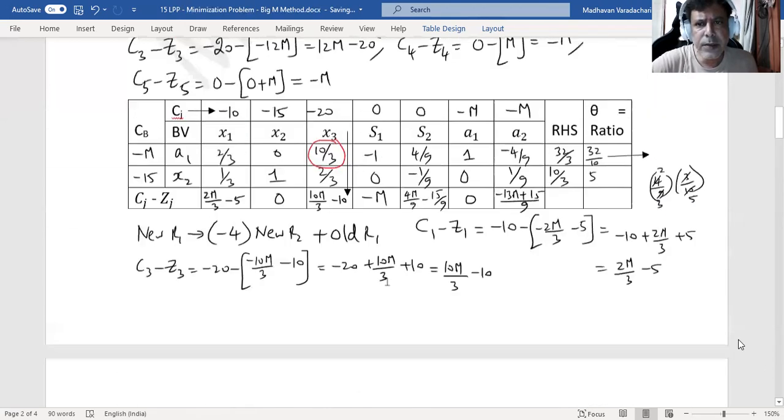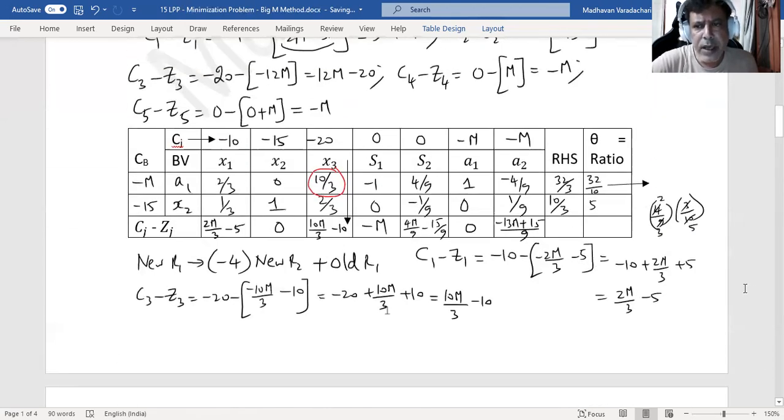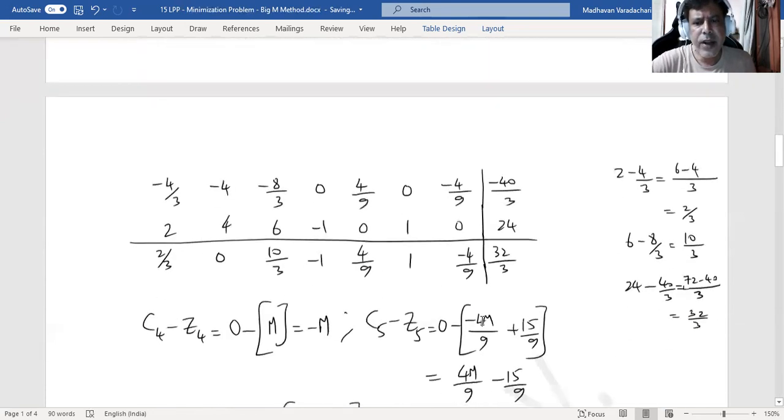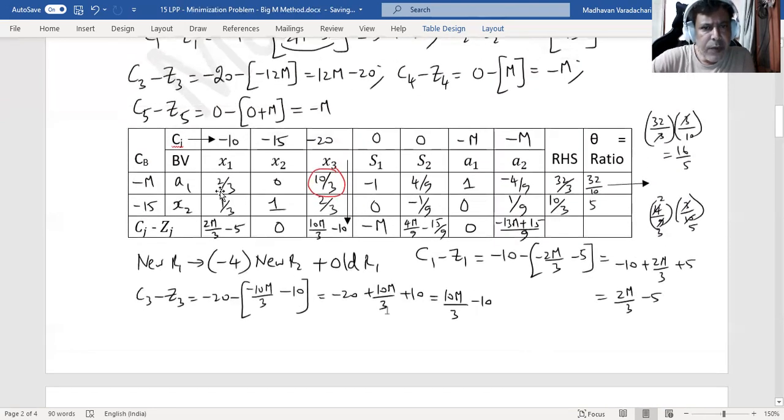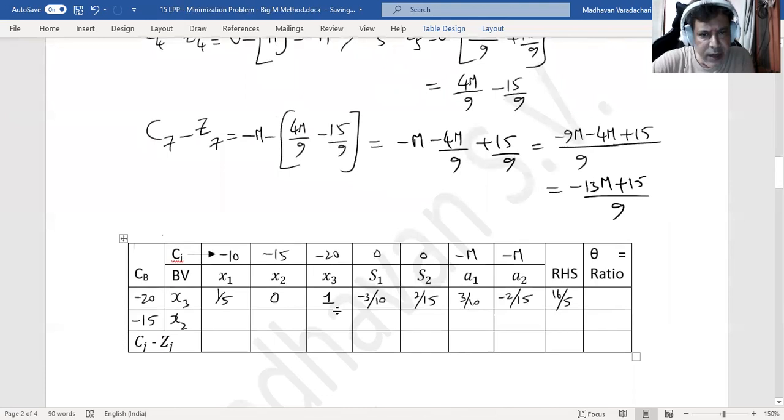And RHS, 32 by 3 into 3 by 10. This gets cancelled. So we get 32 by 10 or 16 by 5. So I can write 16 by 5. Okay. Now, which is the pivotal element? That is X3. So below that, we should get 0. Means here we should get 0.